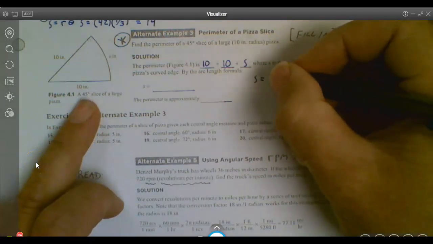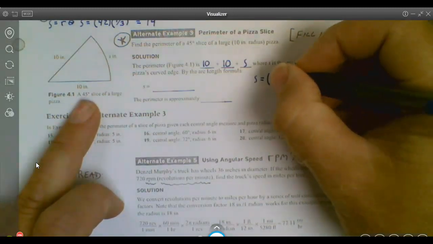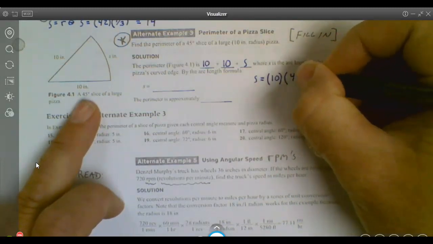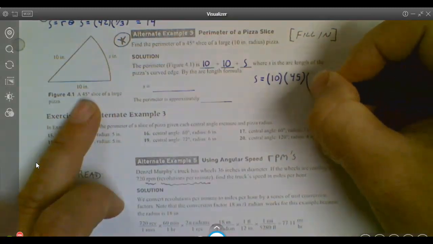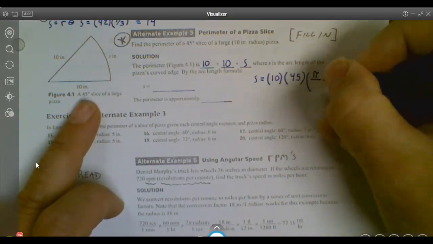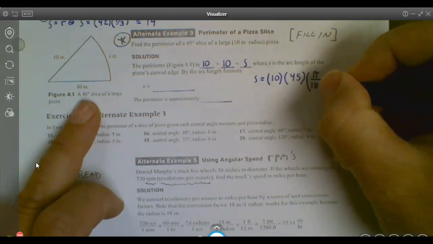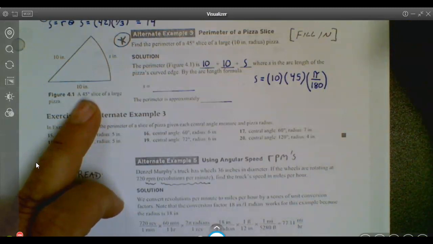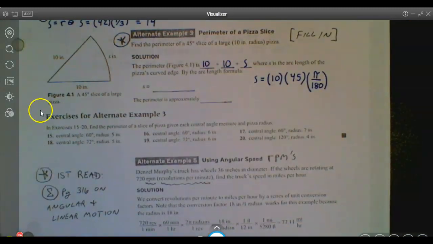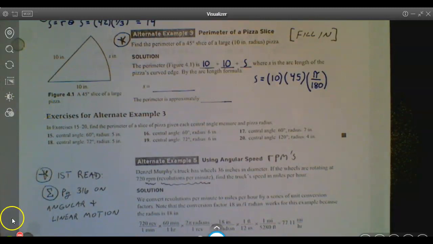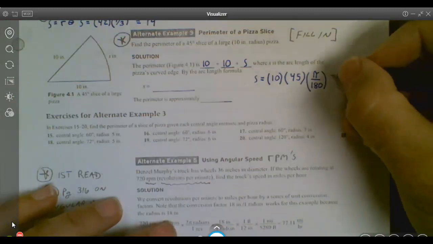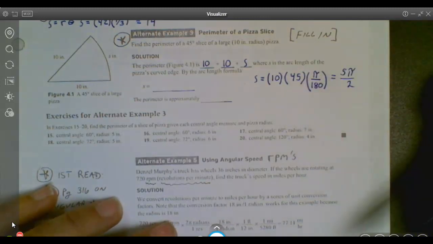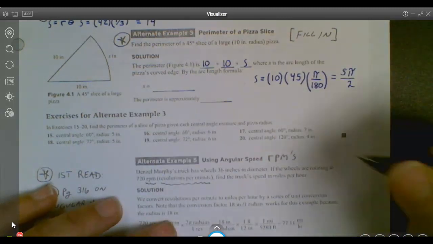So let me do this. I'm going to put the radius as 10. And then I do have a 45 degree angle, but we're going to need to convert that in order to get our answer. So we'll lay out the whole thing this way. This is what the setup would look like in finding S. So we've got 450 divided by 180, so 45 over 18, which would be 5 pi over 2. So that would be our S value.